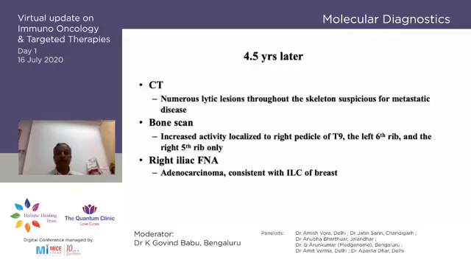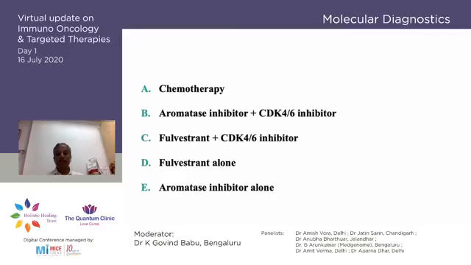Okay, so this patient, 4.5 years later, came back with symptoms. CT scan showed numerous lytic lesions throughout the skeletal system, obviously metastasis. Bone scan shows increased activity in all these regions mentioned. And she underwent a right iliac crest FNAC that showed adenocarcinoma consistent with the metastasis, which means that there is a marrow involvement. So at this point of time, these are the options that you have. What would you do for her?